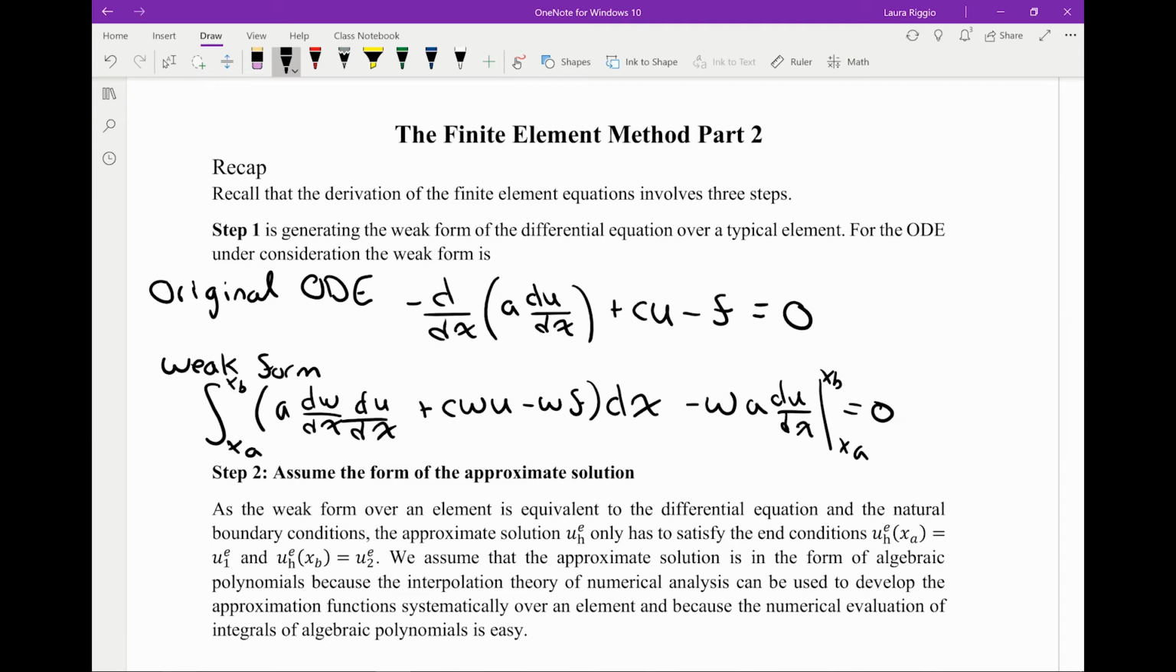So step 2 is assuming a form of the approximate solution. As the weak form over an element is equivalent to the differential equation and the natural boundary conditions, the approximate solution we're assuming only has to satisfy the end conditions, which is our approximation at xa is equal to u1 and our approximation at xb is equal to u2. So our approximation function has to be equal to the value of our solution at our given endpoints. So we're going to assume that the approximate solution is in the form of polynomials because the interpolation theory of numerical analysis can be used to develop approximation functions. Also, polynomials are easy to integrate and differentiate.